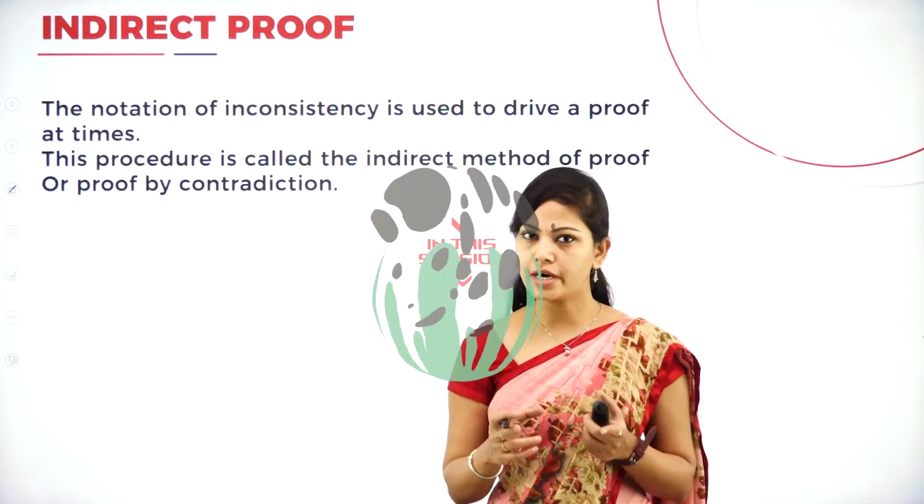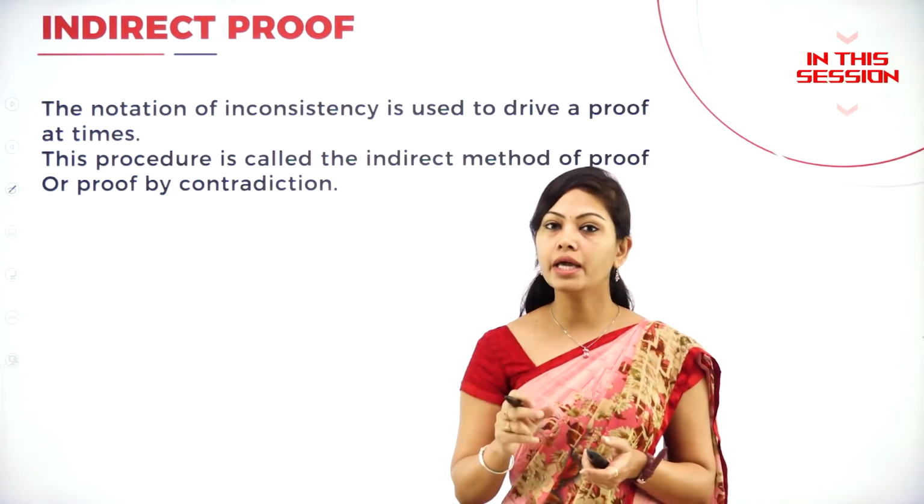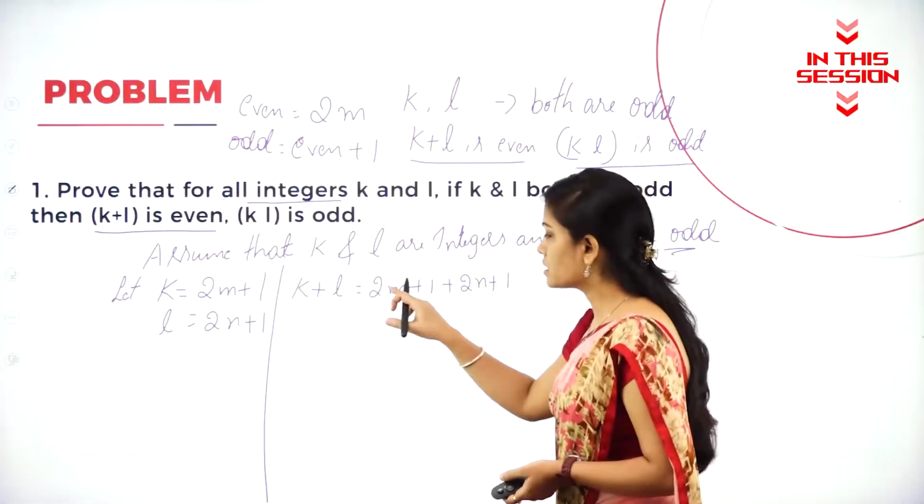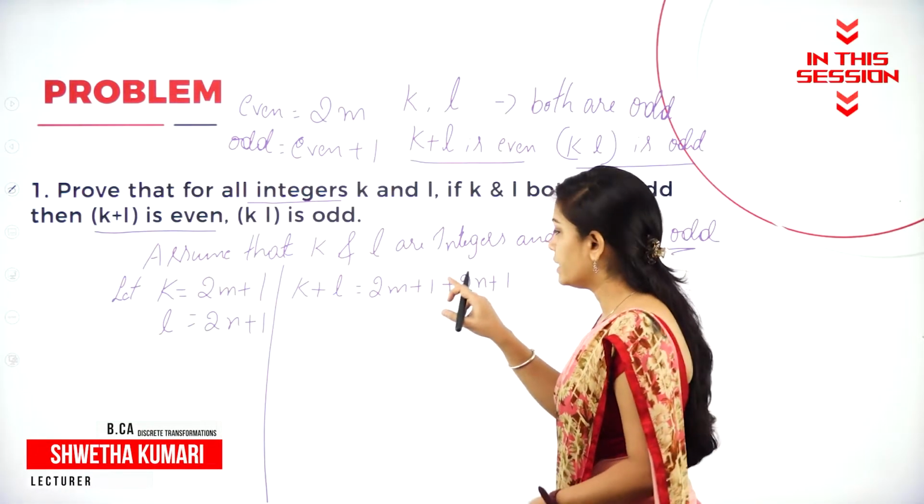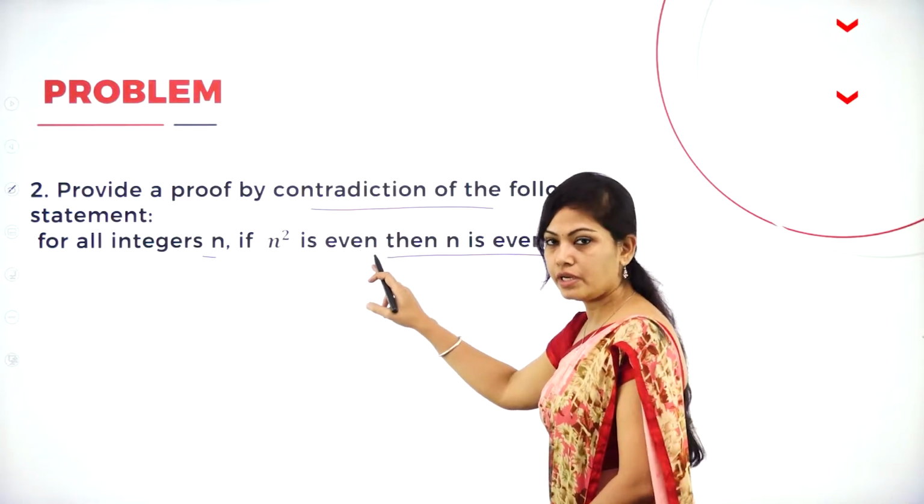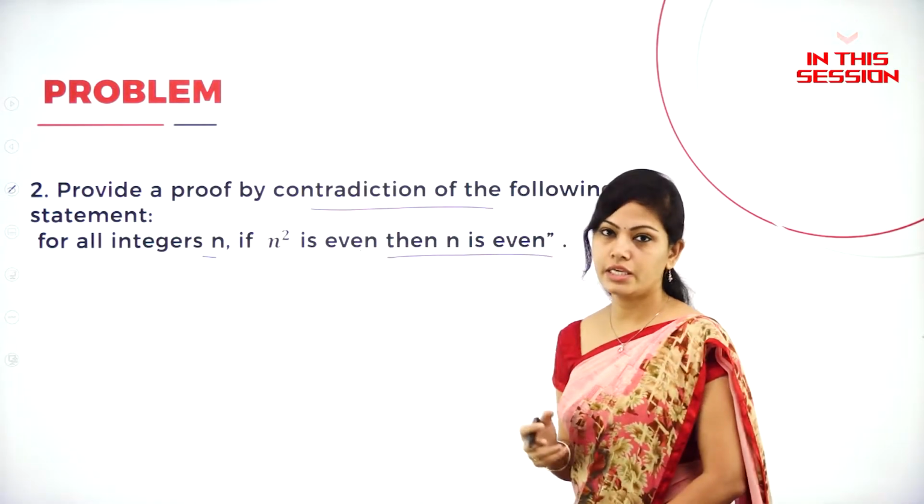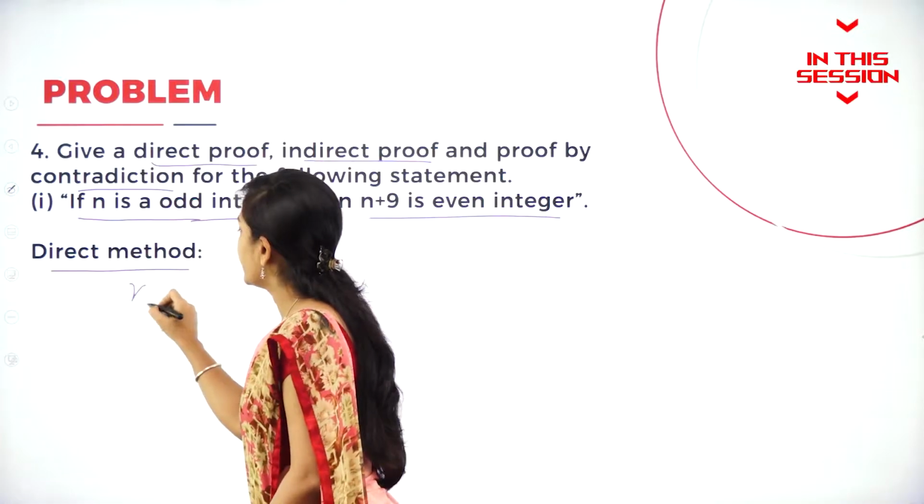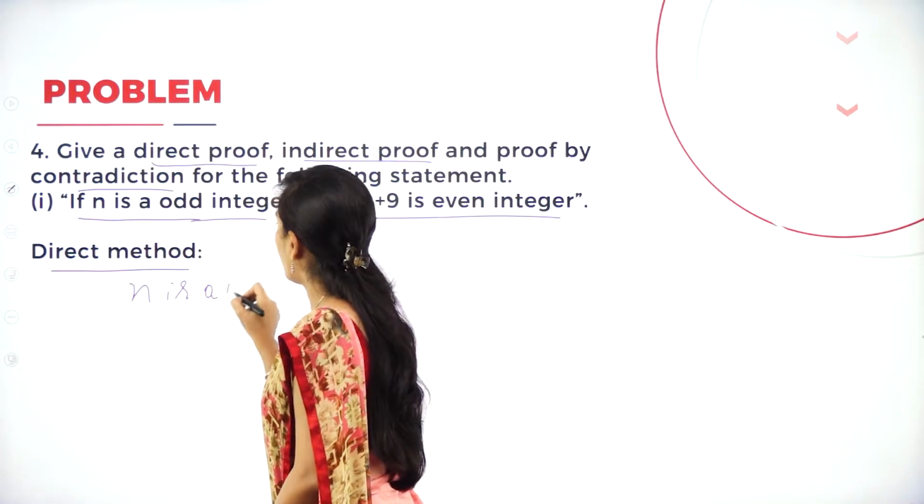Indirect proof, you start with assuming by hypothesis is true. This is k, 2m plus 1. L means 2n plus 1. If n square is even, then n is even. Assume that n is an odd integer.